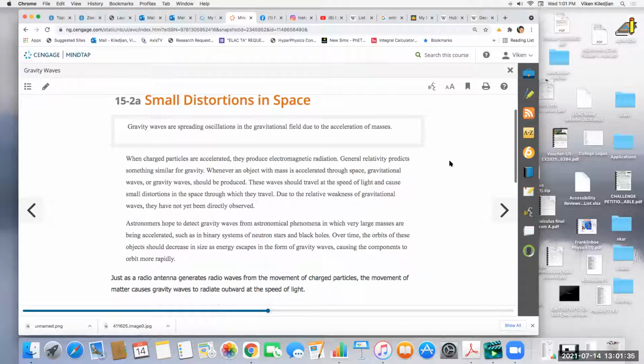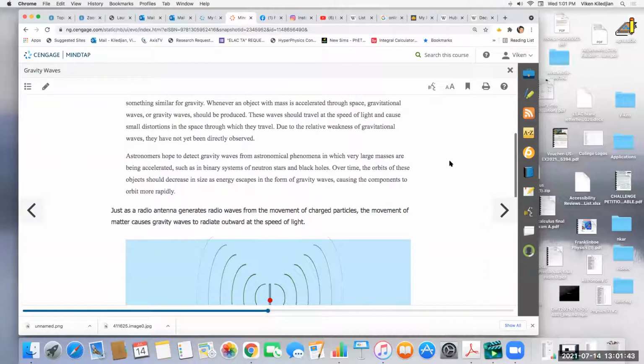Due to the relative weakness of gravitational waves, they have not yet been directly observed. Astronomers hope to detect gravity waves from astronomical phenomena in which very large masses are being accelerated, such as in the binary system of neutron stars and black holes. Over time, the orbits of these objects should decrease in size as energy escapes in the form of gravity waves, causing the components to orbit more rapidly.